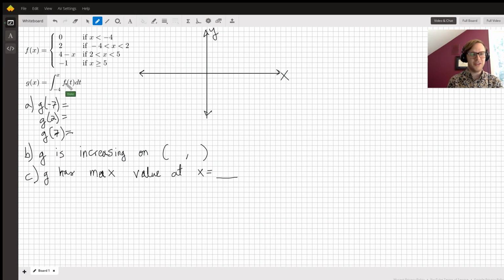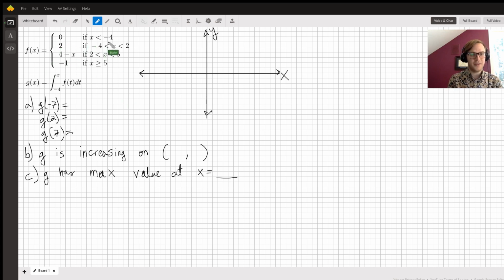I'm pretty sure that g of x is supposed to be written like this. Hopefully that's true. If not, then maybe I can read you the question. Anyway, the first part is that we were supposed to graph this function f. Let's go piece by piece because this is a piecewise function.